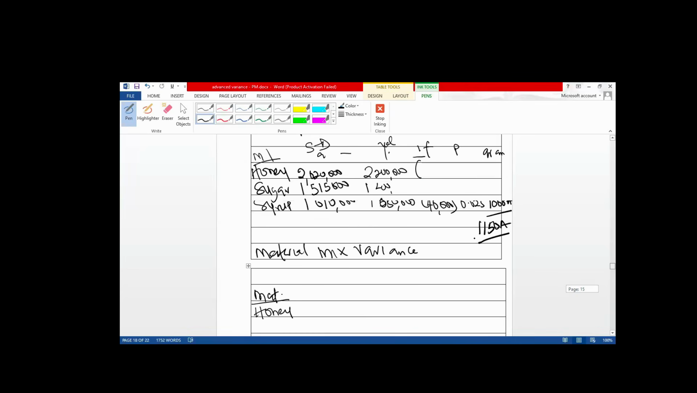Remember we said your usage variance can be subdivided into two. Our usage variance is calculated as this. We now subdivide this into material mix and material yield. When you add your material mix and your material yield, it must give you back what you calculated for your material usage.